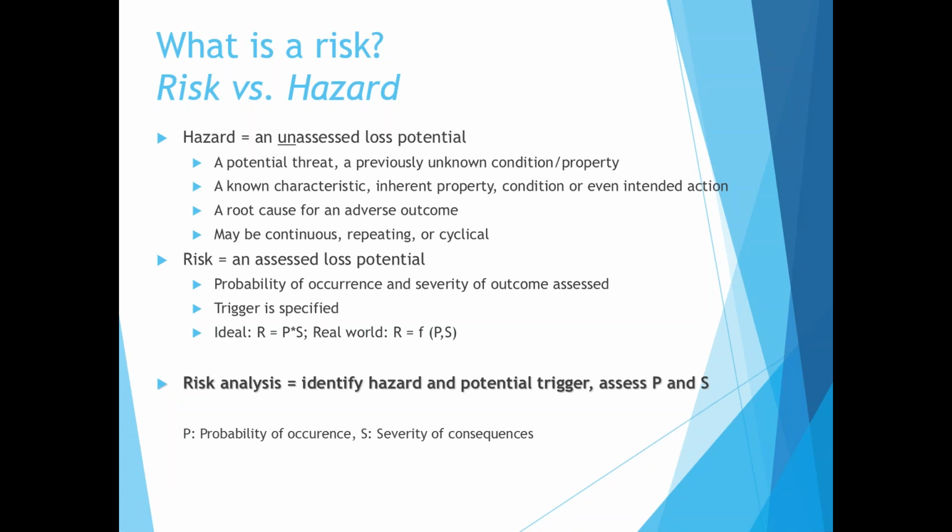The risk then is the assessed loss potential. What happens if a hazard really emanates into a negative outcome at a certain probability of occurrence and at a certain severity of the outcome? In the real world, the risk is a function of the probability and severity of the outcome. So in risk analysis, we want to identify the hazard, the potential trigger event that makes the hazard a risk, and then find out the probability of this happening and the severity of the consequences.